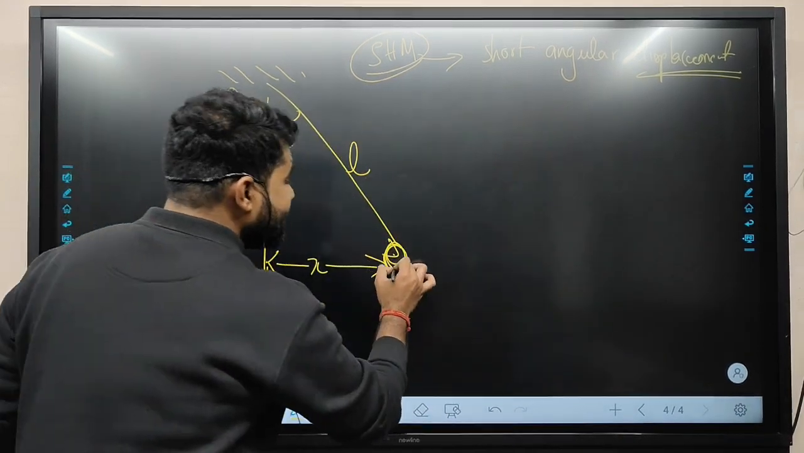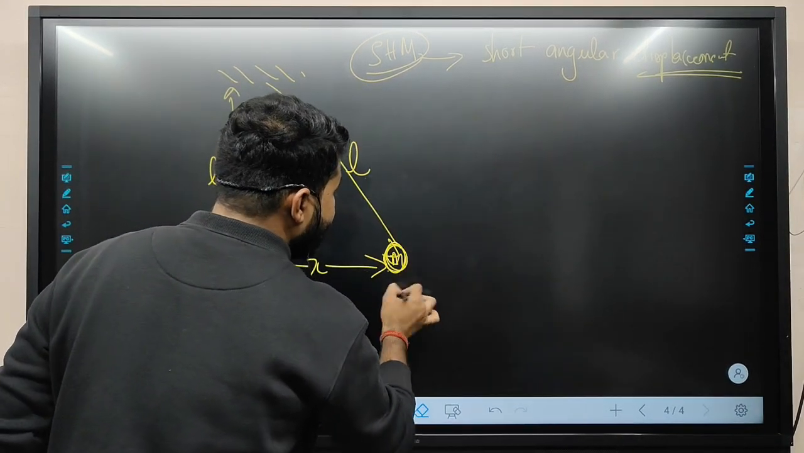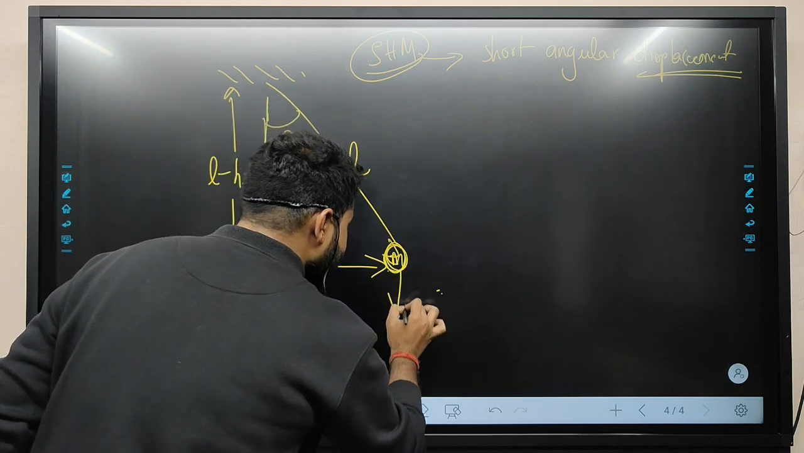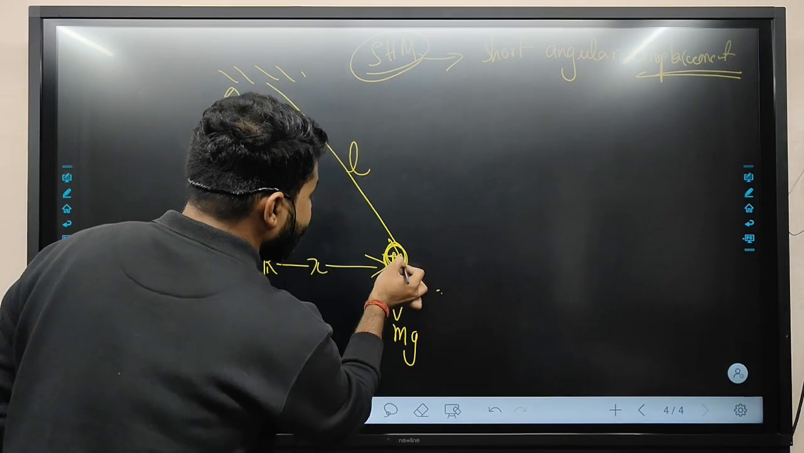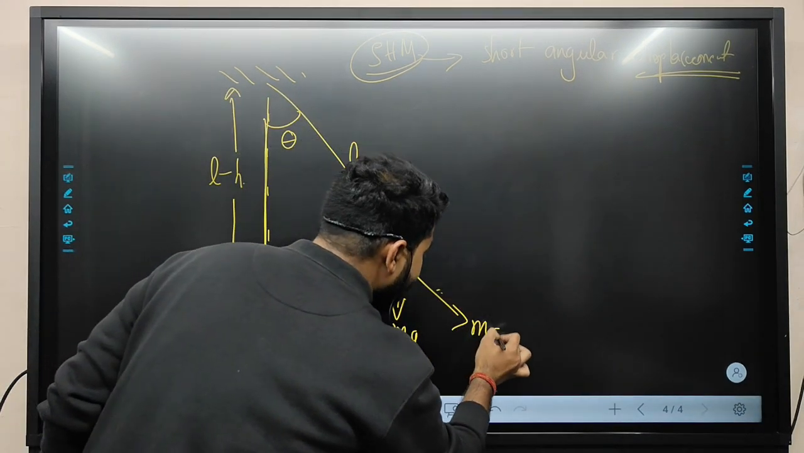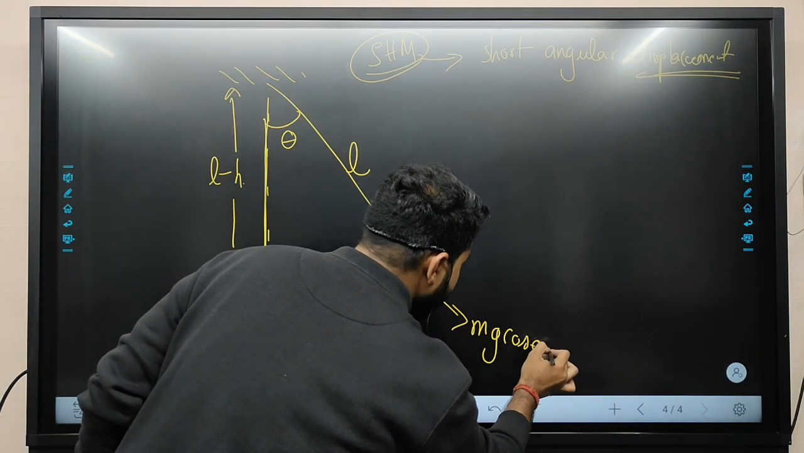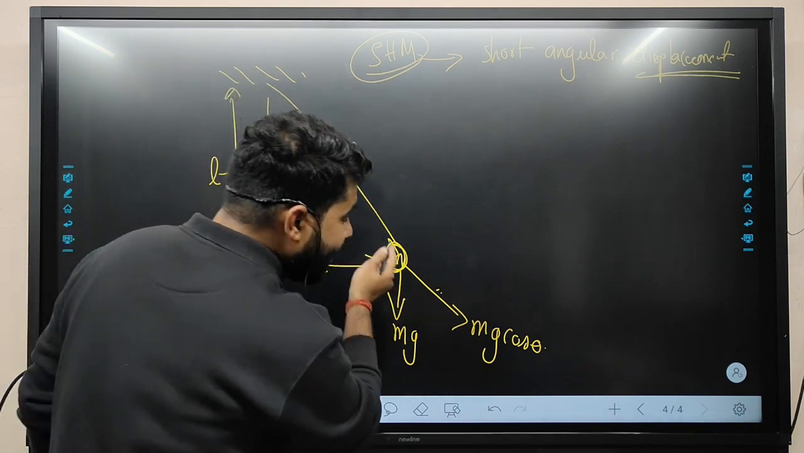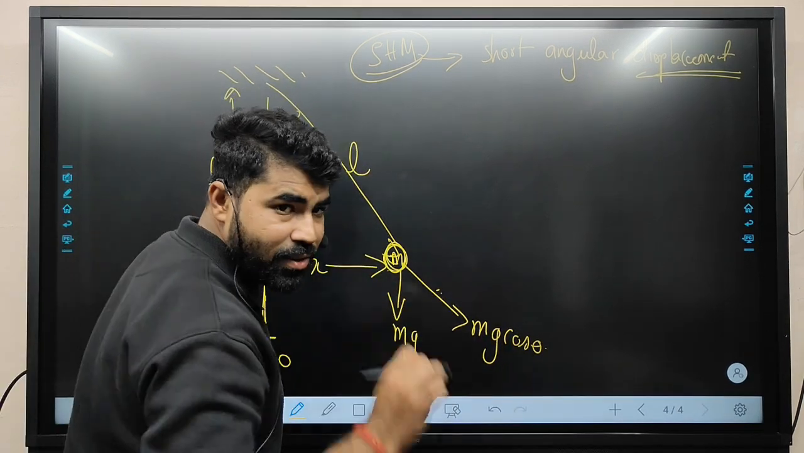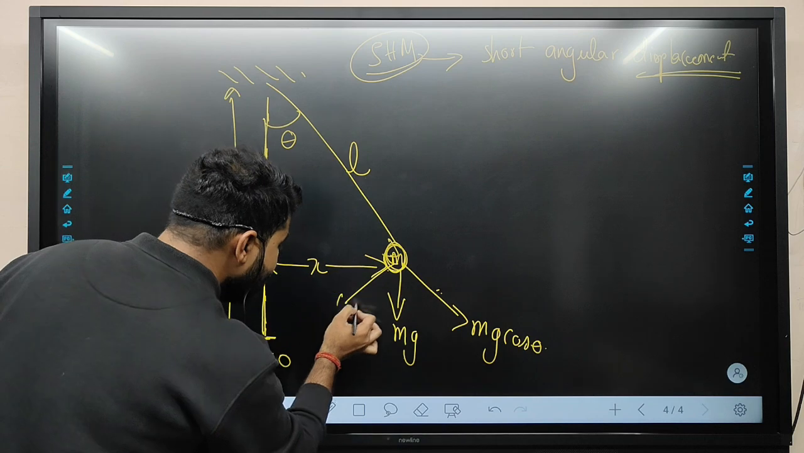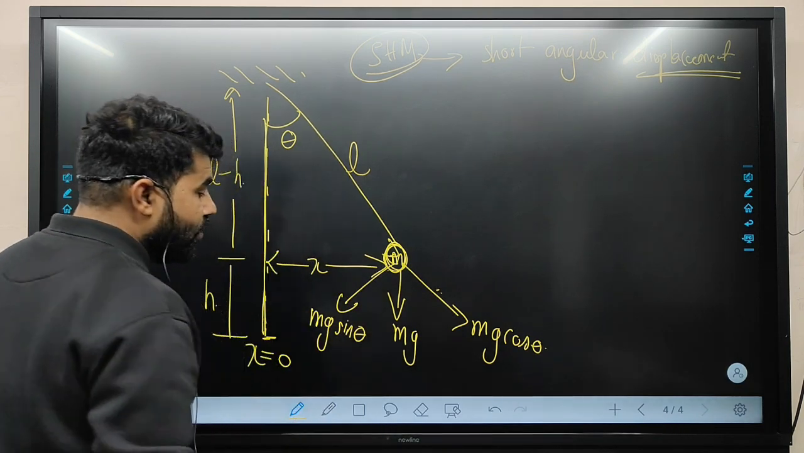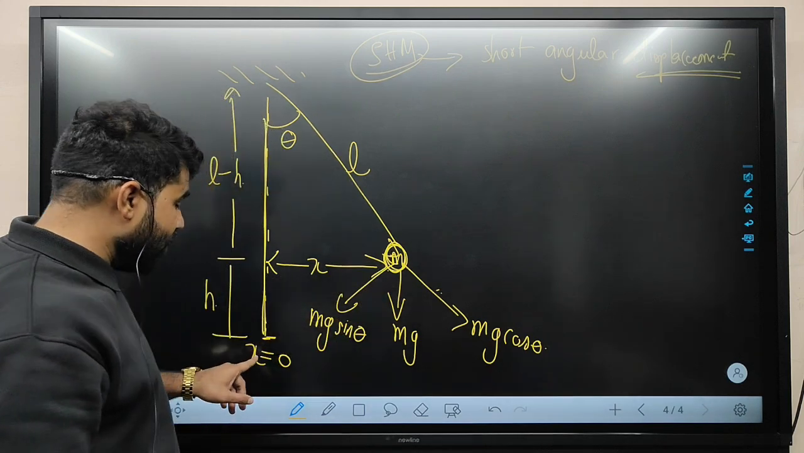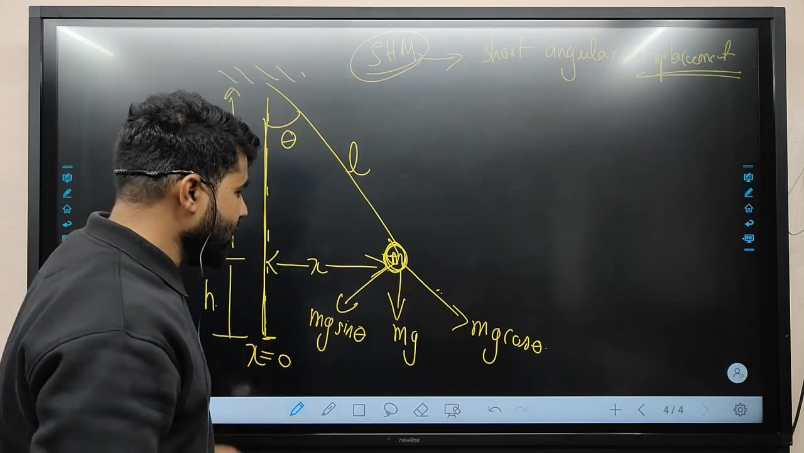Now we will understand how to calculate the time period of the pendulum. If the pendulum has mass m, then mg will be in the downward direction, and mg cos theta will be in the direction parallel to the string of the pendulum, and mg sin theta will be in the direction of x equal to 0.